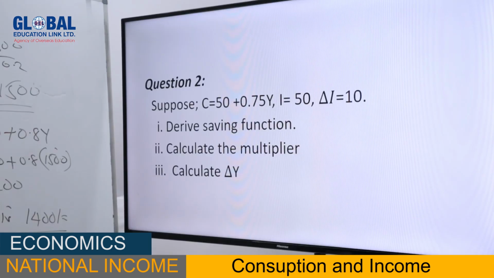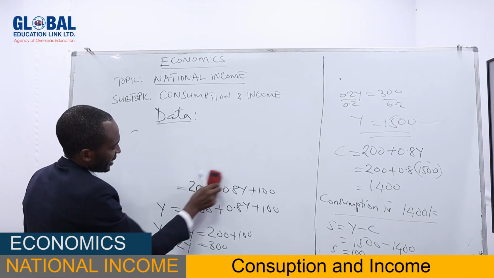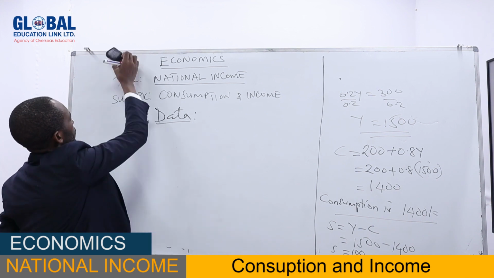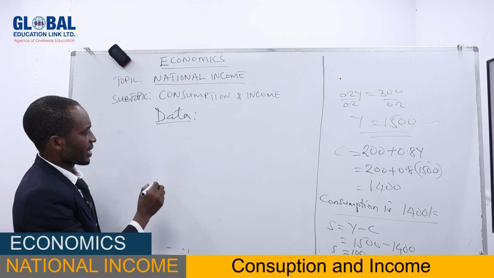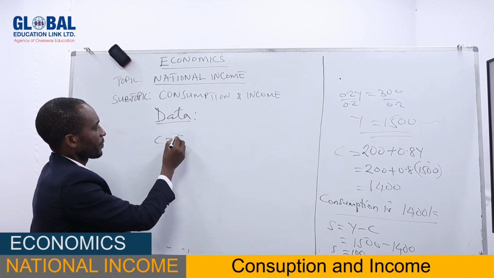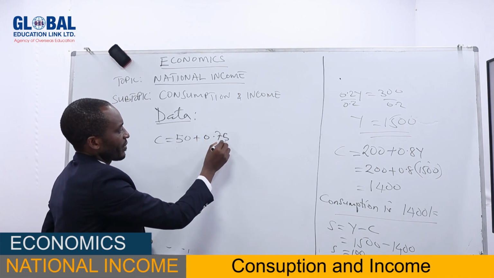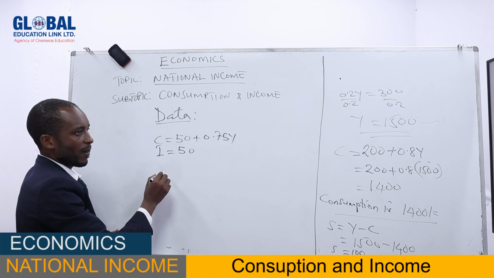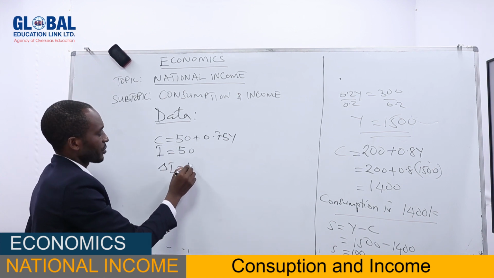Now question 2: suppose C equals 50 plus 0.75y and I is equal to 50, and the change in investment equals 10. Now derive the saving function, then calculate the multiplier and calculate the change in income. Okay, let us see how we can solve problem number 2. We are given the following information: C, the consumption function, is equal to 50 plus 0.75y, I equals 50, and the change in I equals 10.